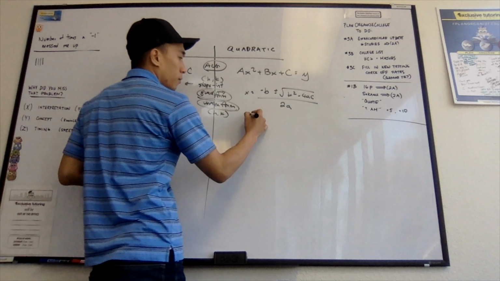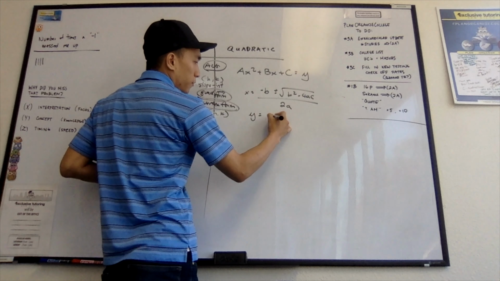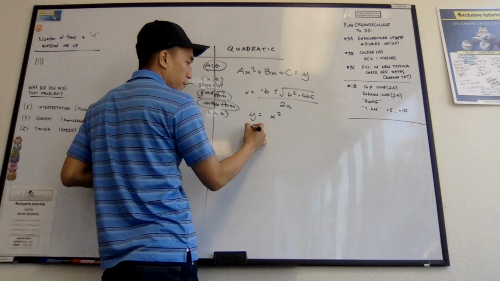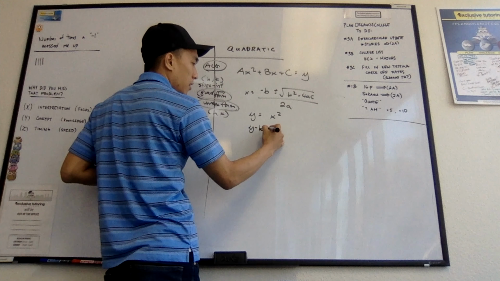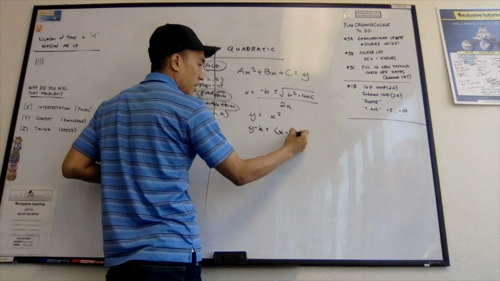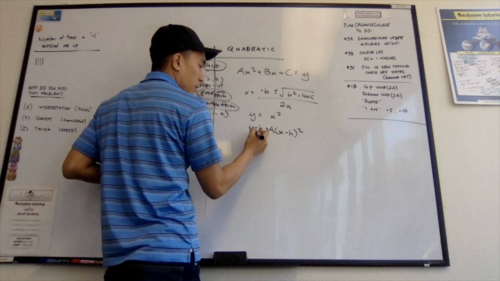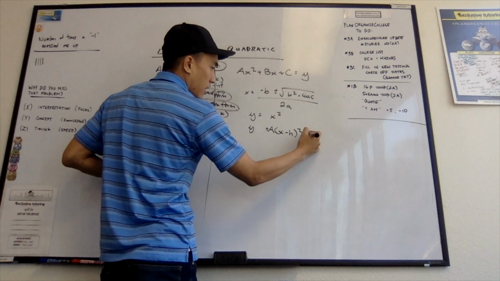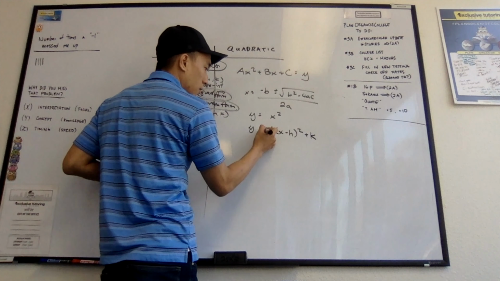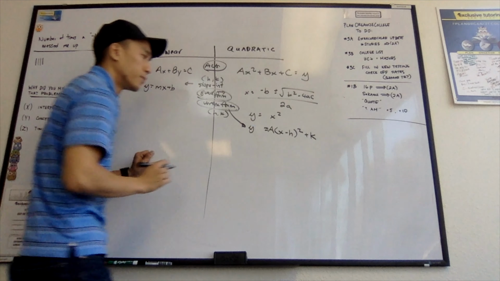Your vertex form is if you had this, but we expanded it further: y minus k is equal to x minus h squared. We have a stretch factor of a. If you really want to get fancy, you can move that k over to the other side. This is your vertex form.